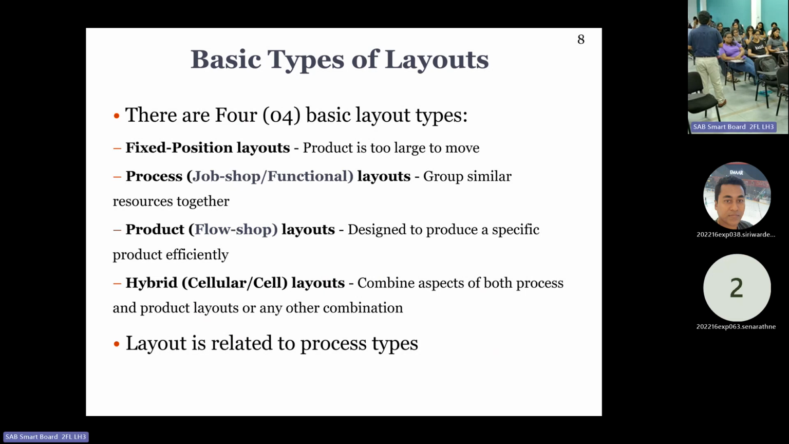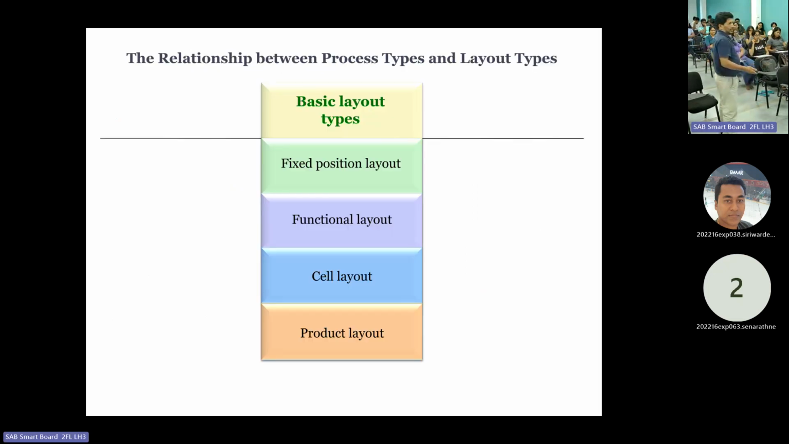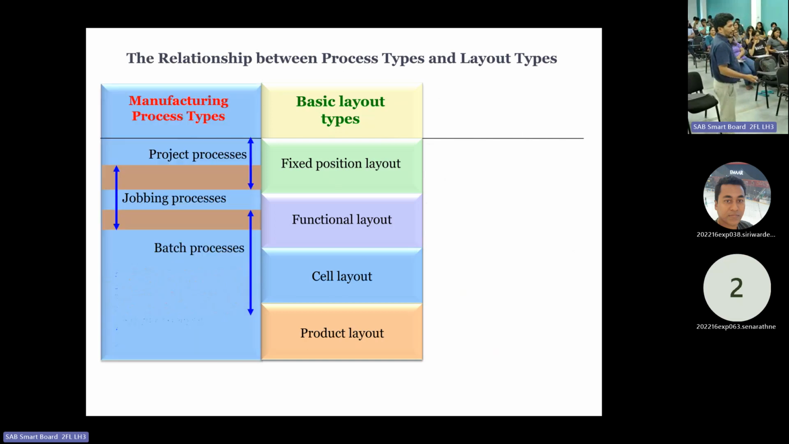Okay. These are the four main layouts: fixed position layout, process-oriented layouts, product-oriented layouts, and hybrid layouts. Now we need to know their characteristics and their limitations, and where to use which one. In addition to them, I will come to this slide.